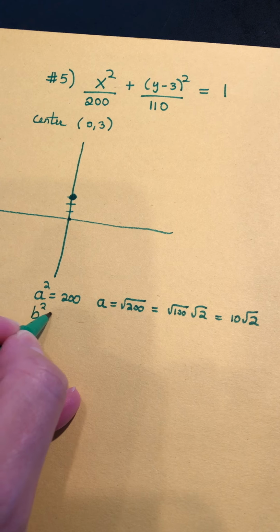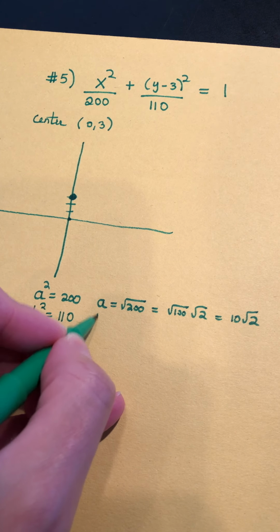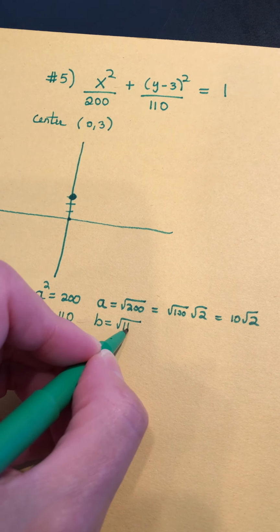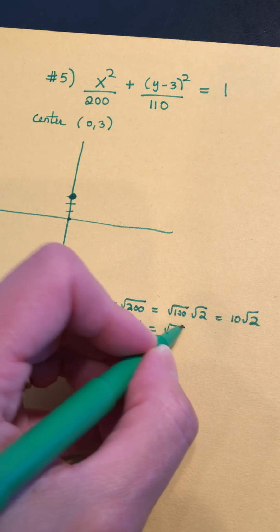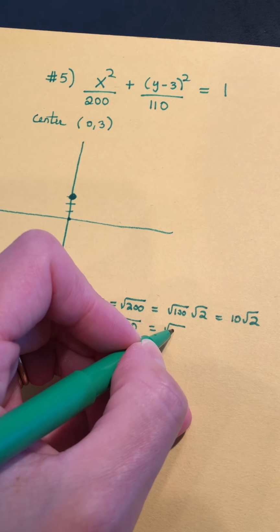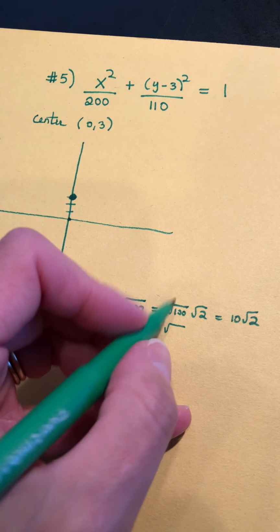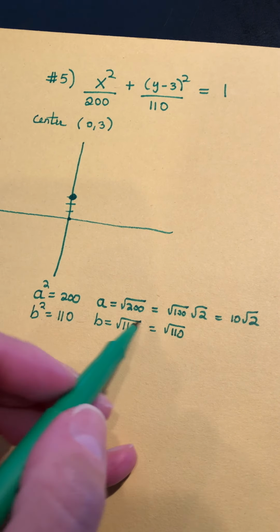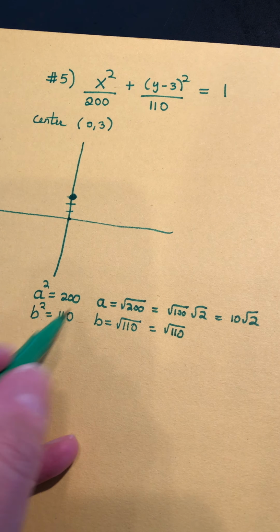Similarly, b squared is 110, so b is the square root of 110, which is the square root of, why can't I think? I think we can't simplify that, so never mind. Okay, so b is the square root of 110. So I know my a and b.